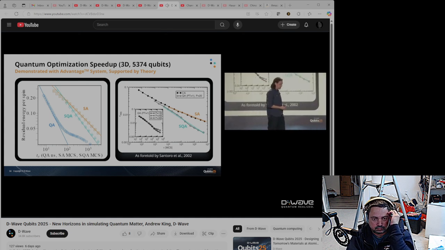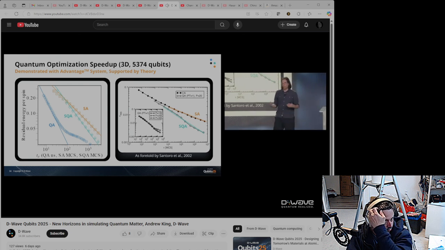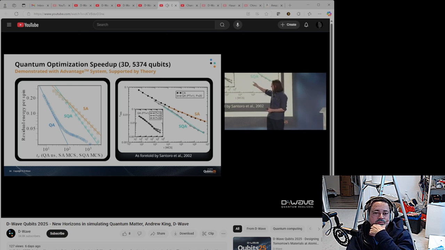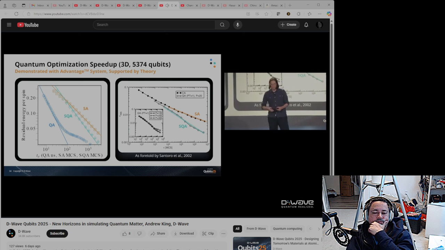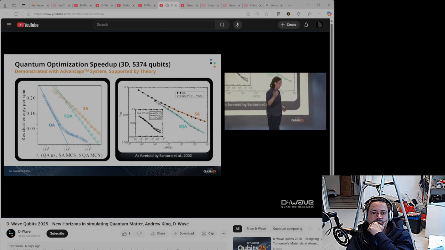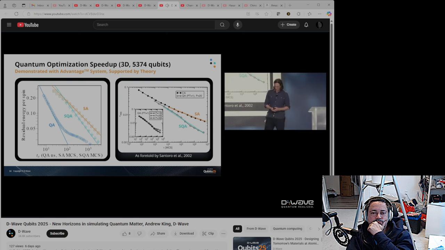Okay. So just as it was foretold by Santoro et al. in 2002, indeed, we saw that also in a three-dimensional spin glass, simulated annealing is slower than simulated quantum annealing, and we showed that quantum annealing is faster than both of them. So this is a quantum speed-up in approximate optimization, and we did this at a 5,000 qubit scale.